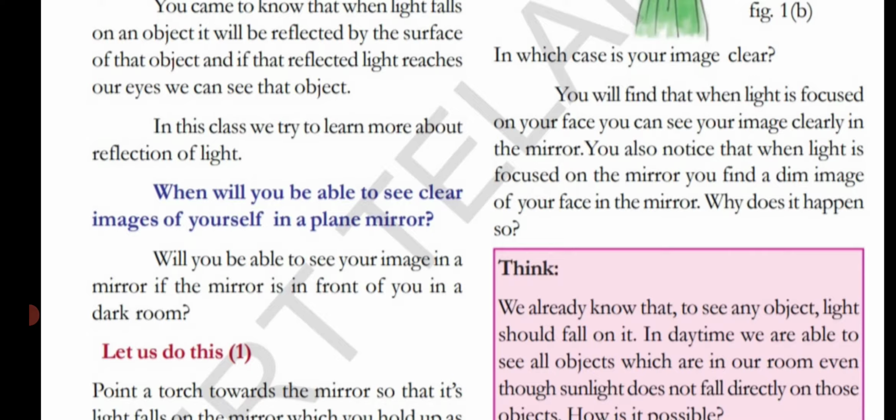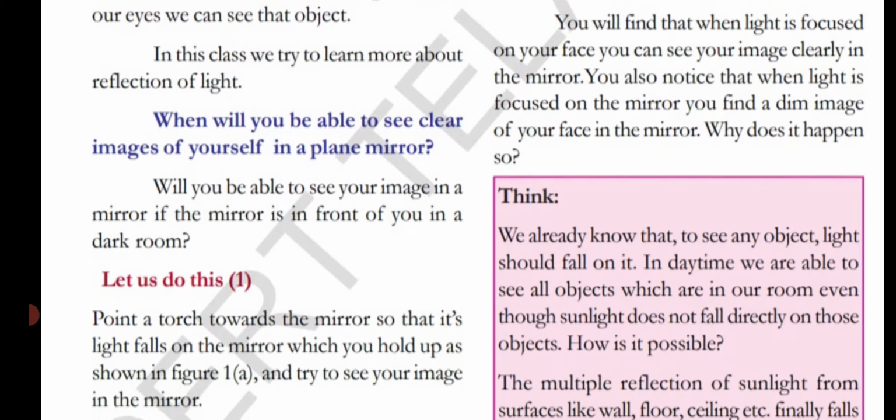Why? Because when light is focused onto the face, the light is reflected onto the mirror. Then that allows the face to be shown in the mirror. The mirror completely makes us look at our image in it. But when we shine light onto the mirror, we could not see our image clearly. We could see a dim image. You also notice that when light is focused on the mirror, you find a dim image of your face in the mirror. Why does it happen so?